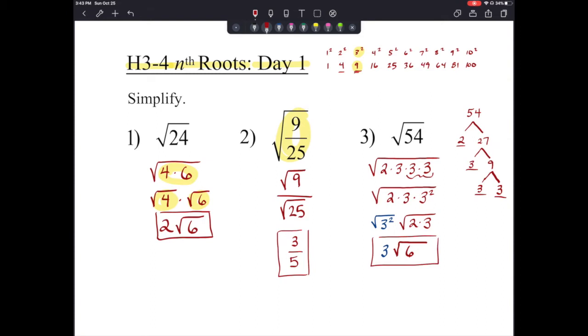Now, you possibly could have seen that already and said, oh, okay, 54 is the same thing as the square root of 9 times 6, and then broke it apart and got the square root of 9 times the square root of 6, which was 3 radical 6 as well. Okay, so that's how we did it on the first one. But if you don't get it, you can always do this prime factorization. Just use the factor tree to get it.